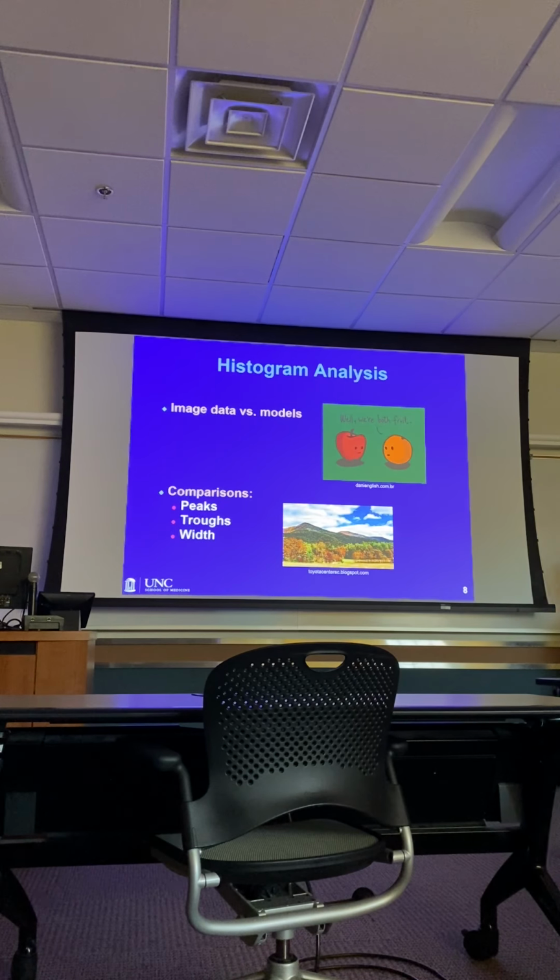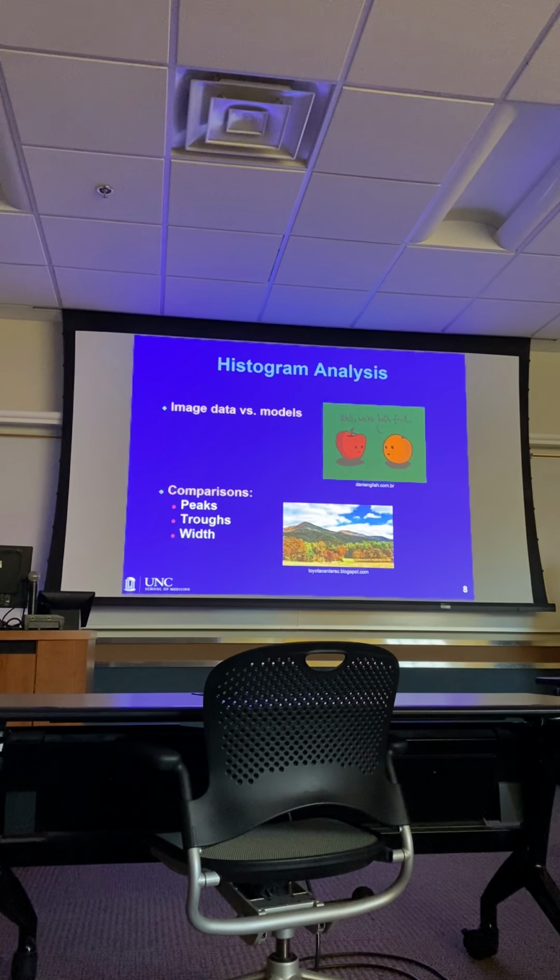What it will do with that histogram is compare the peaks, the troughs, and the width of your histogram to the model histogram. So it looks at the peaks, the high points, the troughs, the low points, and the width of that histogram. And it'll use that information to know how this needs to be adjusted to present this image in an acceptable manner.